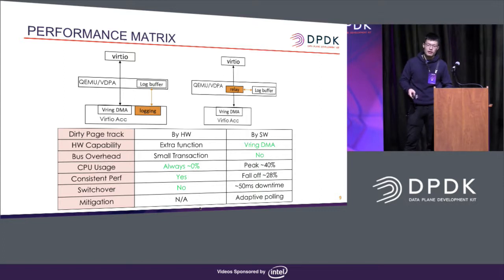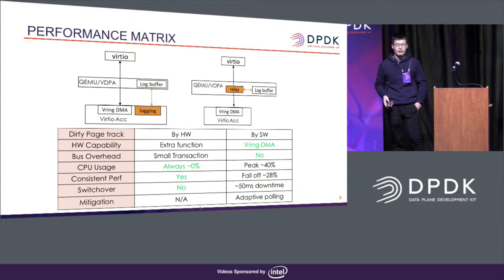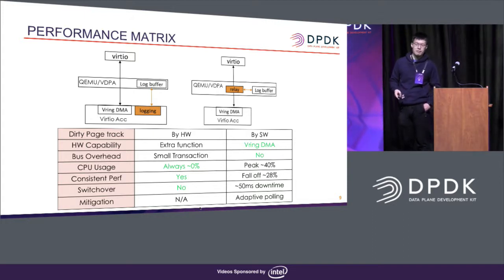But the hardware logging does have its advantage in terms of performance. So the CPU cycles are never involved in the data path. And the hardware logging can provide very consistent performance for the guest, even during the live migration stage.